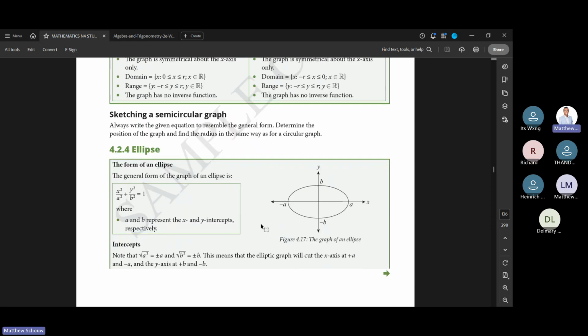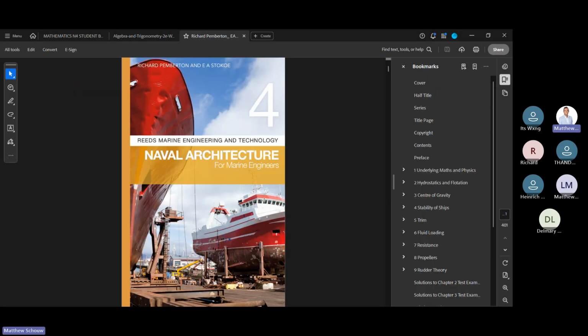Okay, this might be a new graph. This is called an ellipse. You probably think this is a useless graph, but because I'm teaching in the maritime department, I want to show you something quickly. Just let me know if you can see this book. Can you guys see a book called Naval Architecture? Yes, sir.